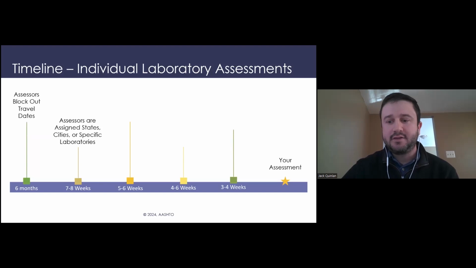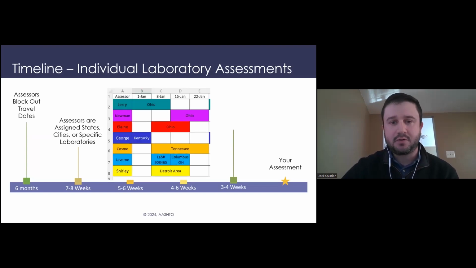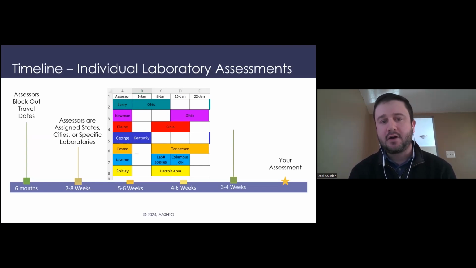It's 7 to 8 weeks prior to an assessment trip when I'll go back into that spreadsheet of the assessors' schedules, and I'll start populating it with specific states, cities, or even specific laboratories. So for Jerry there, I assigned him to go to Ohio. We're actively conducting assessments in Ohio. So Jerry is going to go into our system and pick out labs with those higher intervals, and he's going to try to schedule them first.